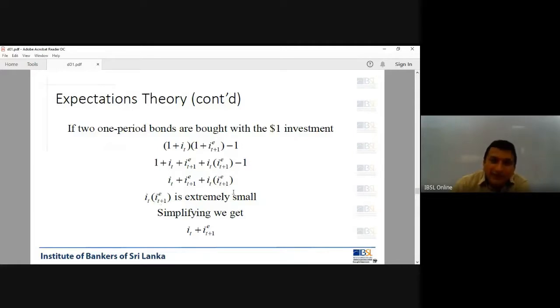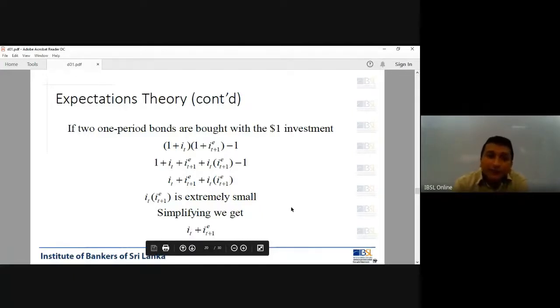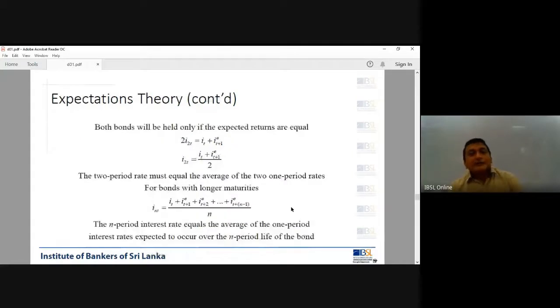So what they are basically looking at here is that this element, i_t, the 1 year interest rate today, times the 1 year interest rate expected next year, t plus 1, is extremely small. So they simply come out with i_t plus i^e_t+1 as the return for 2 periods of holding 1 period bonds. This being brought into the equation, you have arrived at this part in the 2 year bond that we looked at, and then the 1 period bond invested for 2 periods here in the previous slide.